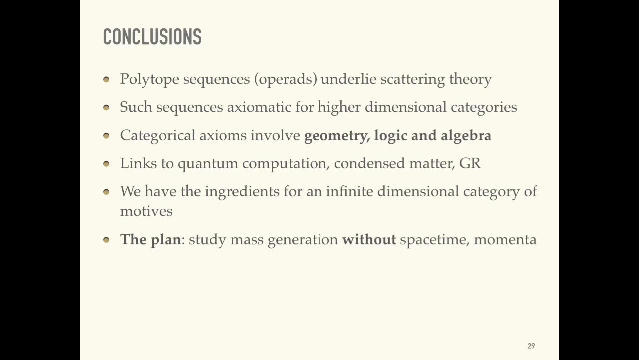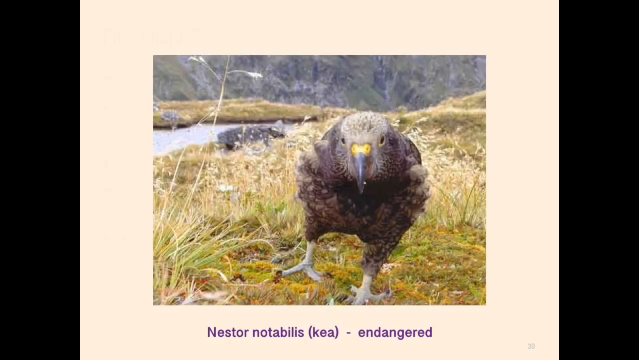The philosophy is to look at the computations in the Standard Model and in quantum gravity beyond the Standard Model, in particular for neutrinos, without starting with classical space-time, momentum variables, and a whole lot of real and complex geometry that we don't understand from an axiomatic point of view. Since things are never observed to infinite precision, we don't need all the complex numbers. Motivic numbers are good enough. And I'll leave you momentarily with the kea, the endangered species Nestor notabilis.